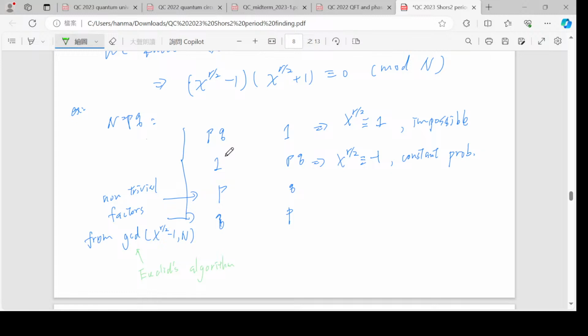And what about the second case? So pq is here, so this part actually equals 0 then.